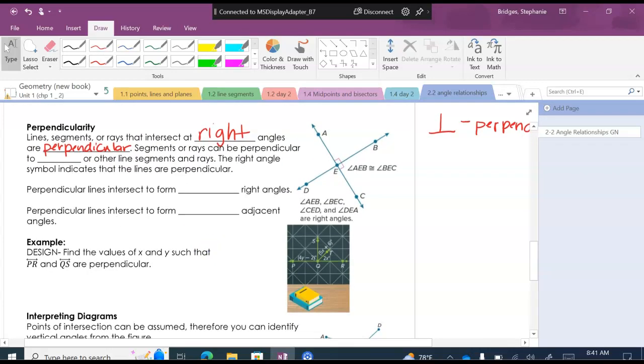All right, so again, lines, segments, or rays that intersect at right angles are perpendicular. Segments or rays can be perpendicular to lines or other lines, segments, and rays. And the right angle symbol indicates that the lines are perpendicular. So if you look in your picture, do you see those little boxes in the corners there? Right up by E, there's two boxes. Do you guys see that on your picture? That means right angles. So if you have a right angle mark, then that tells you that those two lines are perpendicular. So in that picture, line AC and line DB are perpendicular.